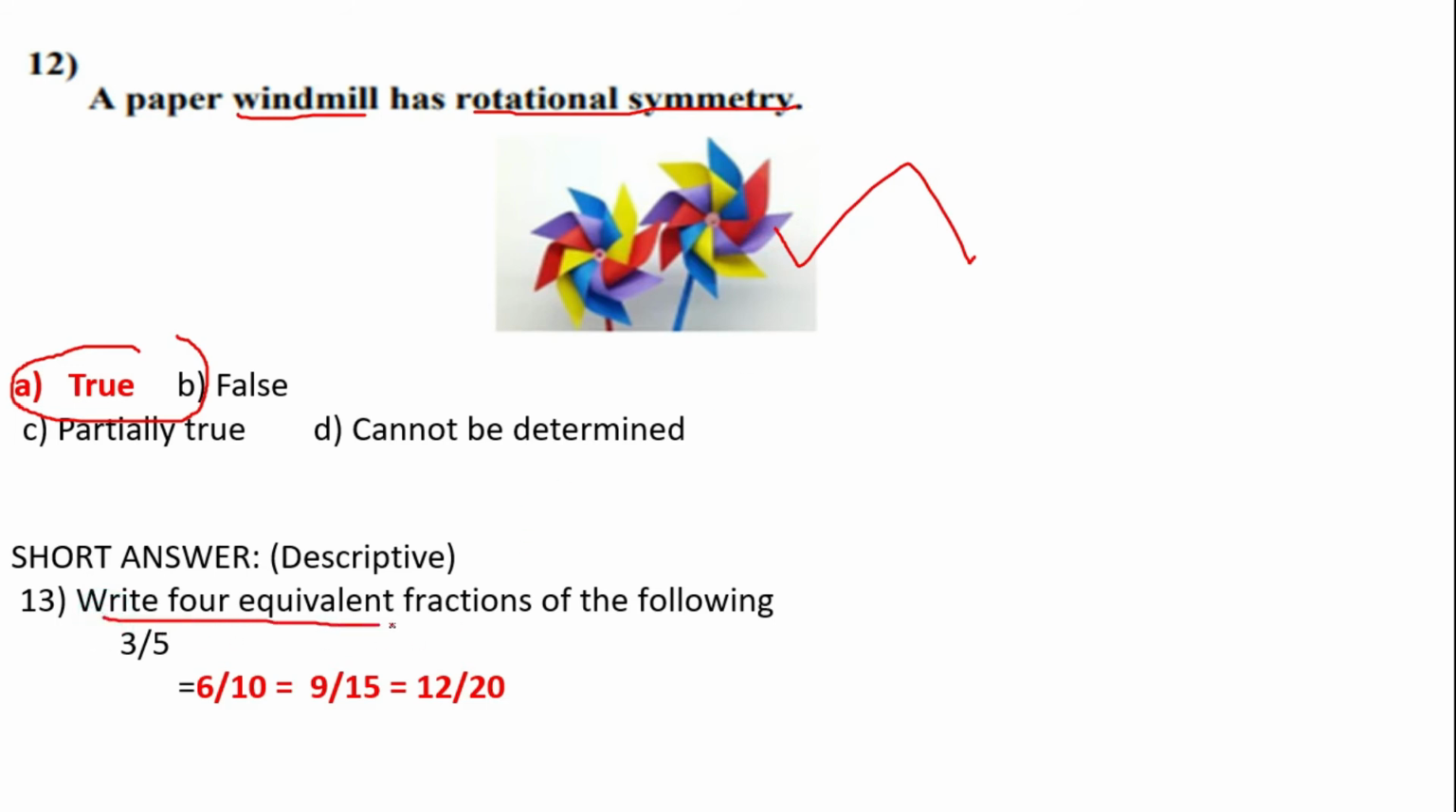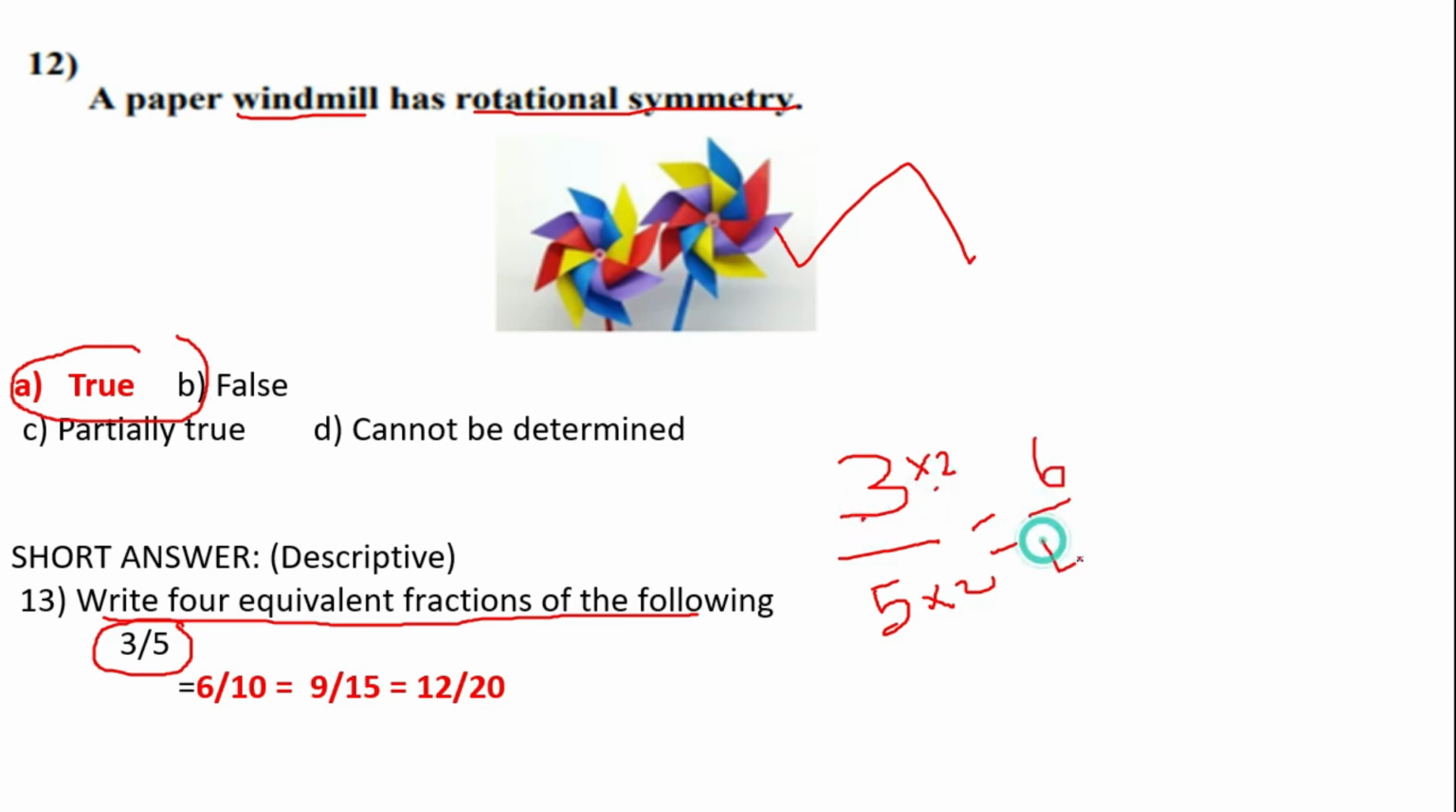Write 4 equivalent fractions for the fraction 3 by 5. To get the equivalent fraction for 3 by 5, you should multiply the numerator and the denominator by the same number. For example, multiply by 2. Here also you multiply by 2. So the equivalent fraction is 3 2s are 6, 5 2s are 10.